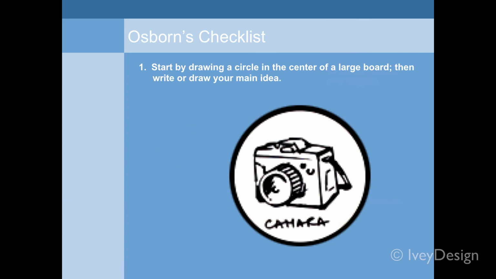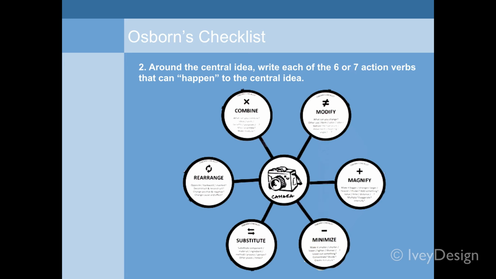So here's how to start. You start by drawing a circle in the center of a large board, and then writing or drawing your main idea. In our case, we're going to take a camera. Next, around that central idea, write out each of the 6 or 7 action verbs that can, quote, happen to that central idea. So I would put the camera in the center and then write combine, modify, magnify, minimize, substitute, and arrange around the camera in the center.